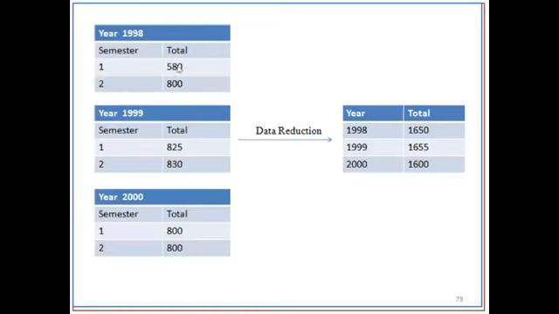Now year 1998, what is the total strength here? 1380. For 1999, what is the total strength? 825 plus 830, so that is 1655. In the year 2000, the total strength is 1600. So now, instead of using three data sets, I just want to convert these three data sets into one data set. So this is called data reduction.